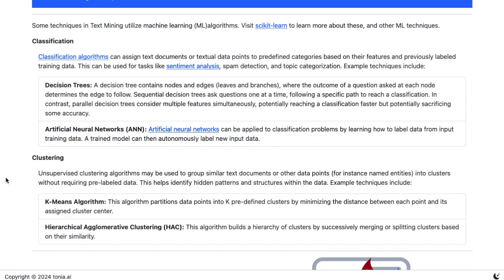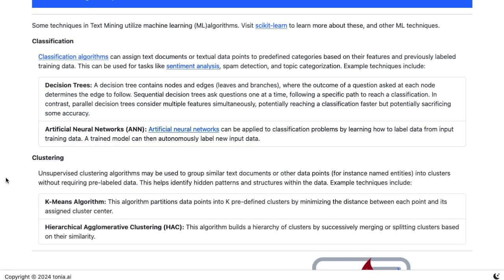In unsupervised clustering, we just want to identify hidden patterns and structures within the data. So we do not present the model with any training data that is already labeled. We simply present the model with the data that we want to find hidden patterns and structures within, and the model then performs clustering using a clustering algorithm to define those clusters of similar data points.